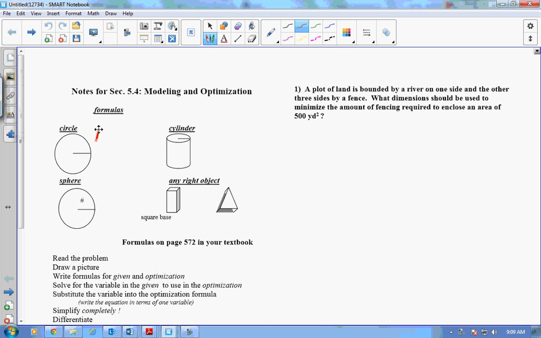Area formula of a circle. Area is two-dimensional, right? So we do feet squared, inches squared, centimeters squared. So it's the squared one.